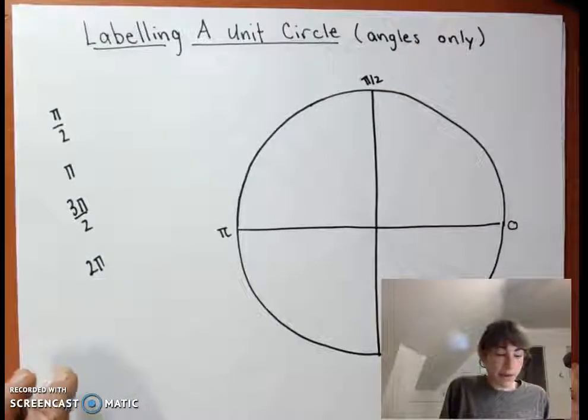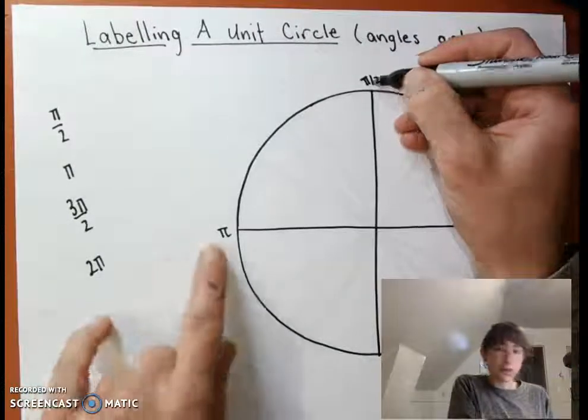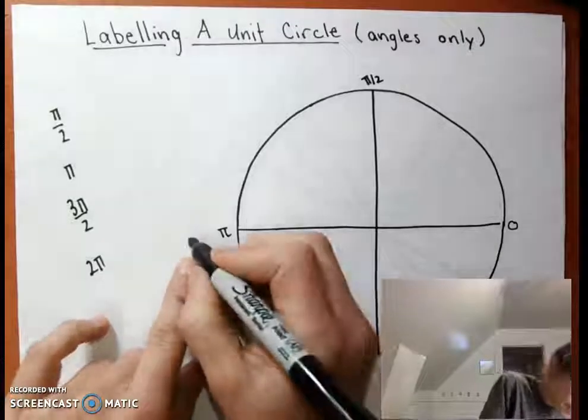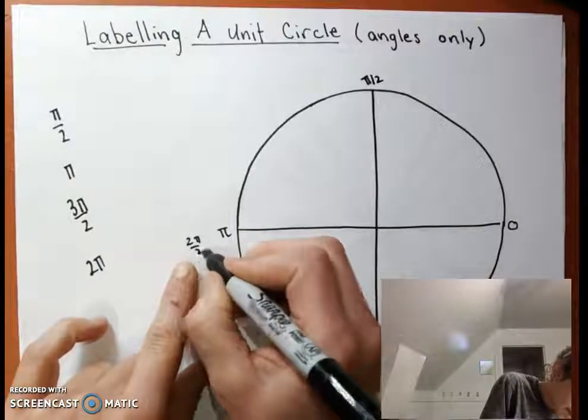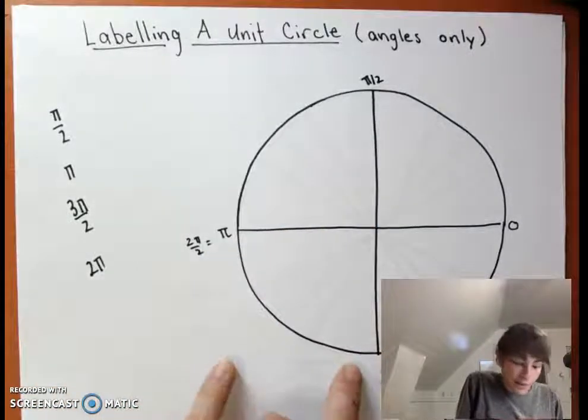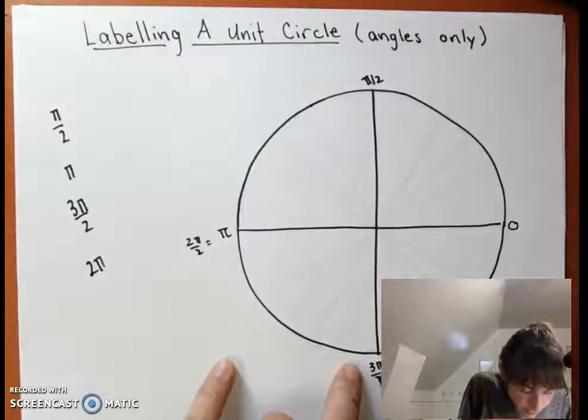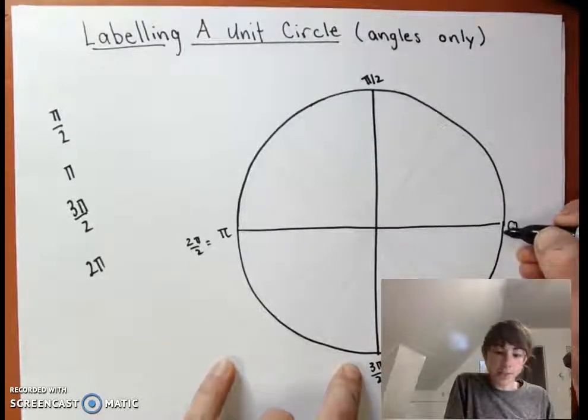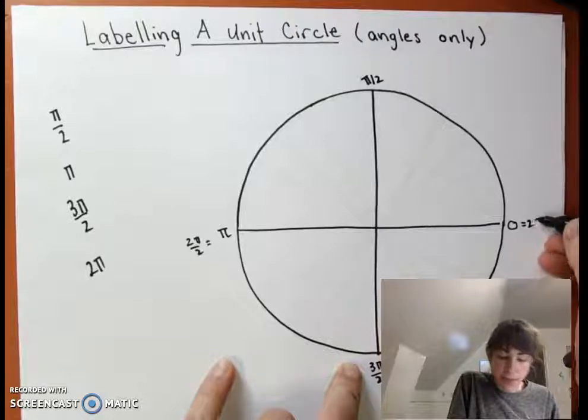So I can think about this as pi over 2, 2 pi over 2. If I go another one, that's the same as pi. And then 3 pi over 2. And then 4 pi over 2 gets me back to 0, which is the same as 2 pi.